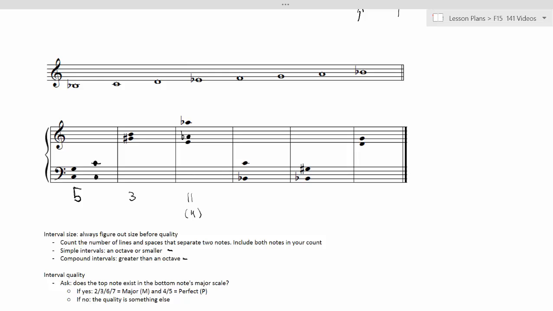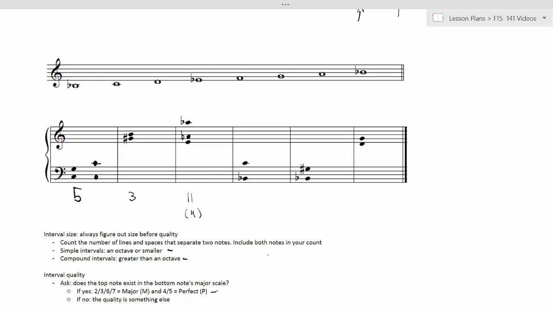Okay, so down here I've got a bullet point that says if your answer is yes, that top note exists in the bottom note's major scale. For any interval that's a second, third, sixth, or seventh, your quality is major. And again, if the answer is yes, for any interval that's a fourth or a fifth, the quality is perfect. If it's not, then the quality is something else.